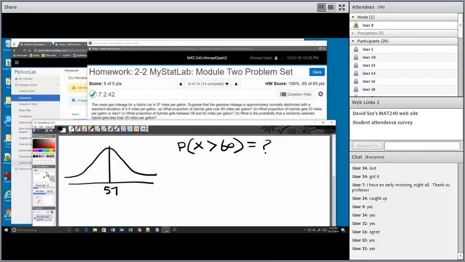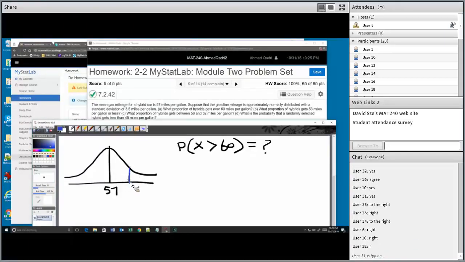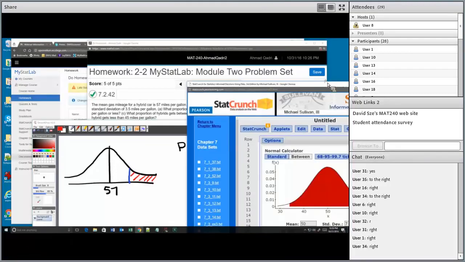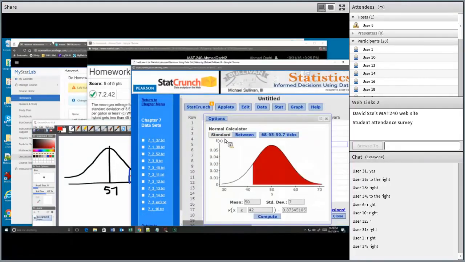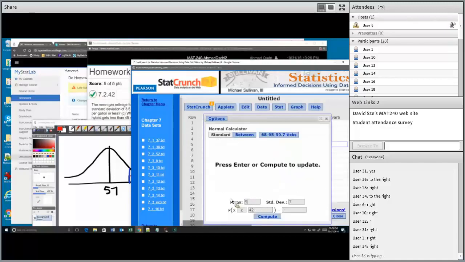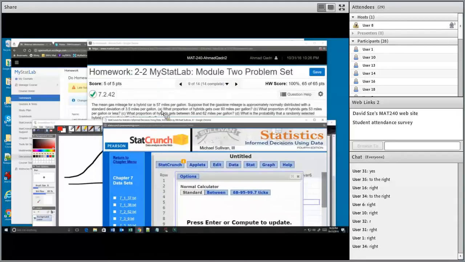So where's 60 here? Right side or the left side? The right side. And where is greater than 60? To the right. So I'm looking for the area here. I can easily go to StatCrunch, go to the standard option, enter 57 for the mean, and 3.5 for the standard deviation that's given in the question.